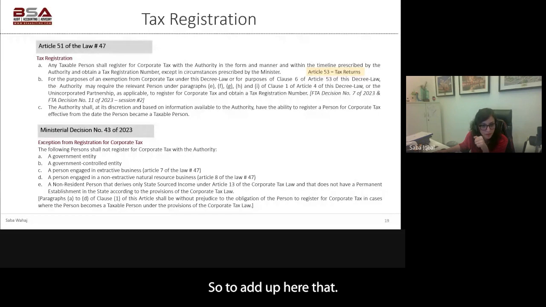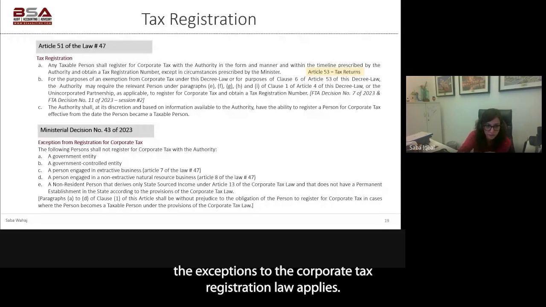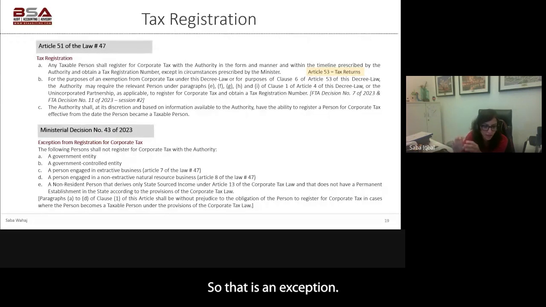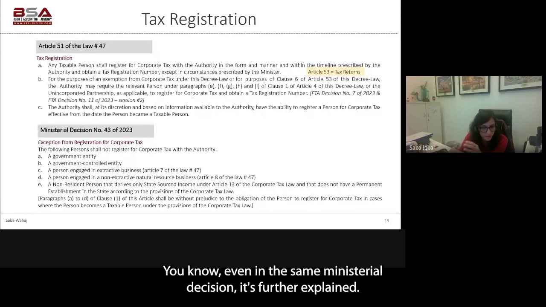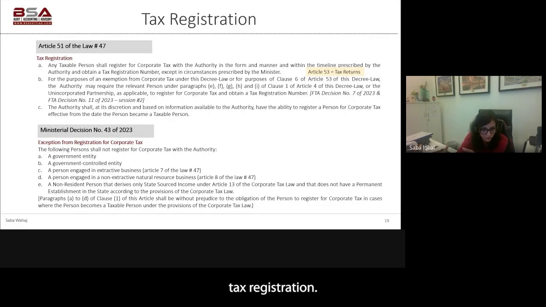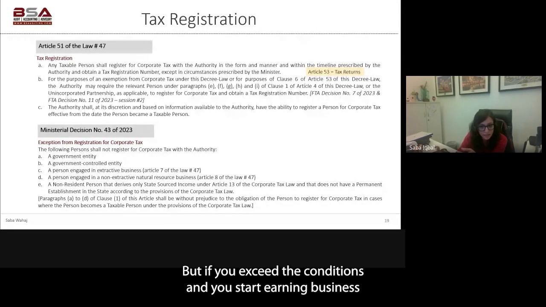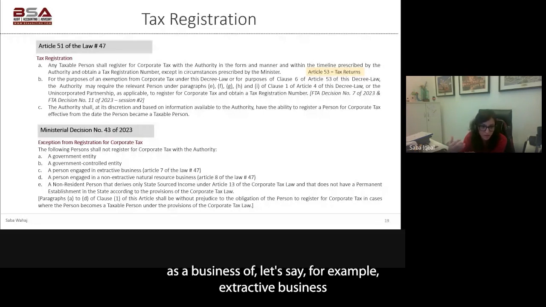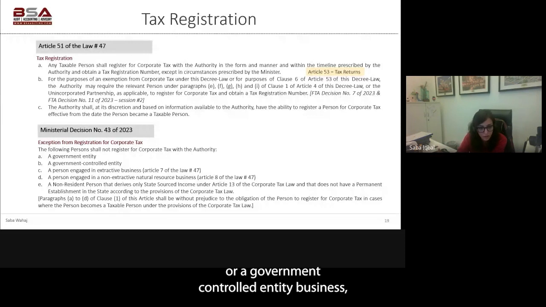So just to add here, the exceptions to the corporate tax registration law apply only if you're following all the conditions. If you're a government entity and you're not doing any other business, then that is an exception. Even in the same ministerial decision, it's further explained that only if you're meeting the conditions will you be exempt from corporate tax registration. But if you exceed the conditions and start earning from business activity other than what is mandated to you, for example, extractive business or a government controlled entity business, then you will be obliged to register for corporate tax. I'll be open to any questions if we have now.